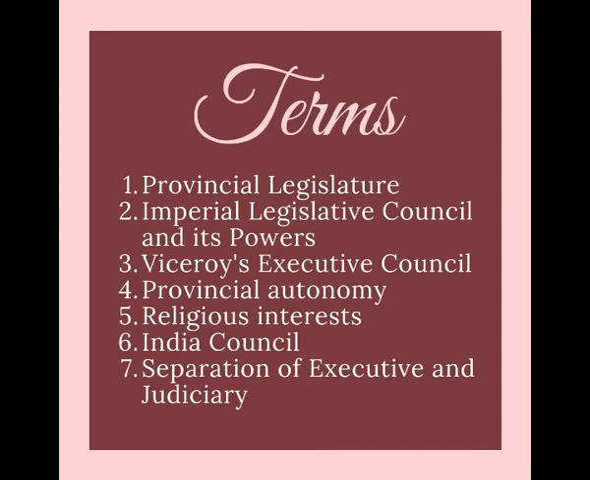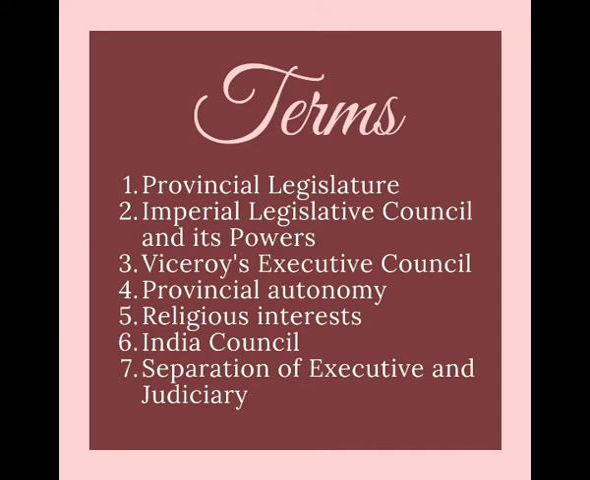Moving on, the fourth one is the reforms in the Viceroy's Executive Council. They wanted half the members of the Viceroy's Executive Council to be Indians, and these Indians should be elected by the elected members of the Imperial Legislative Council, that means by those 120 members. That was the fourth one.